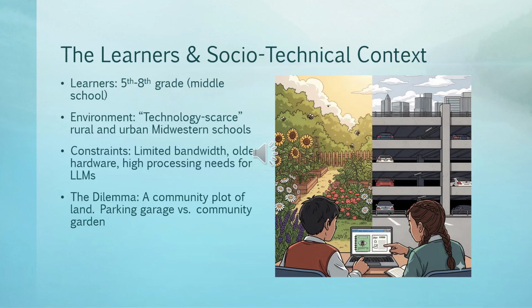The gameplay revolves around a socio-scientific issue with no correct answer, deciding how to use an empty community lot. Students must choose between supporting a community garden focused on food justice and pollinators, or a parking structure advocated by City Park to attract local business.